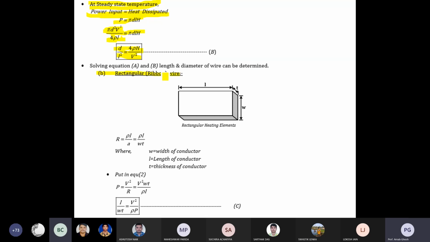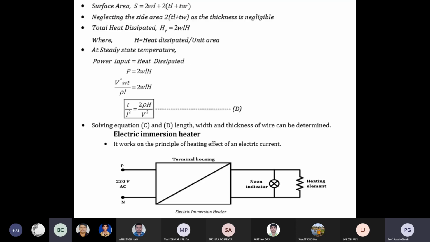For a rectangular or ribbon wire, how will it look? The area will be changed. If width is W, thickness is T, length is L, then R equal to rho L by A, so rho L by W into T, where W is the width of the conductor, L is the length of the conductor, T is the thickness of the conductor. It is rectangular in shape, so W into T. Putting in equation 2, P equal to V square by R, equal to V square W T whole divided by rho L. So L by W T equal to V square by rho P, that is how it is coming.